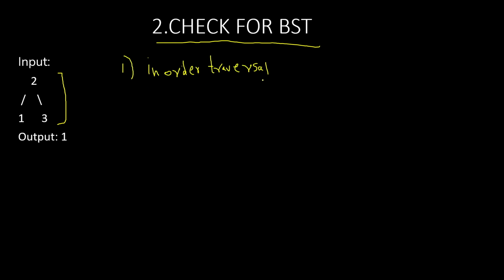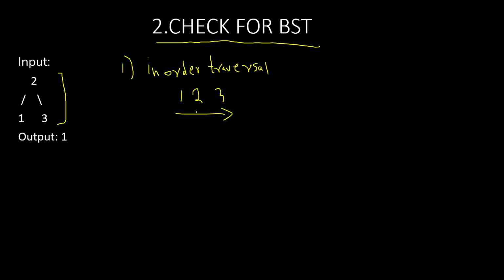If we use in-order traversal on a BST, then the elements that we get will be arranged in ascending order, from small to big. So the in-order traversal for this example will be 1, 2, and 3. This will be in ascending order, right? If all the elements that we iterate using the in-order traversal are in ascending order, then it is a BST. If it is not in ascending order, then it is not a BST.